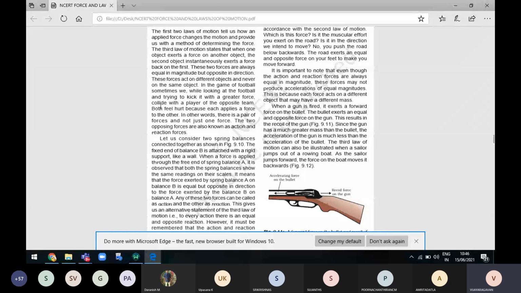Suppose we take two players playing on the football ground. While kicking the ball, the two players come and dash into each other. What will be the consequence there? Both will get injured. Why? Because both are coming from opposite directions and dashing against each other. But they are both giving equal forces, so both will get injured.